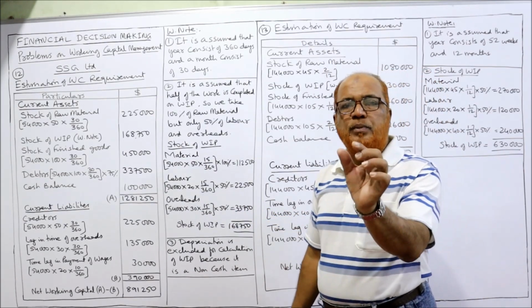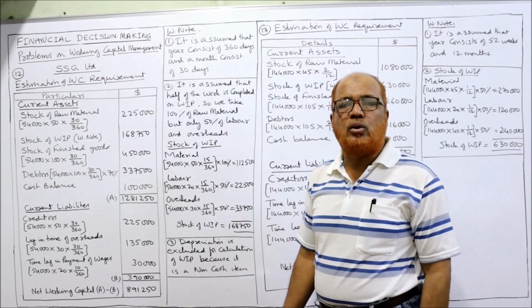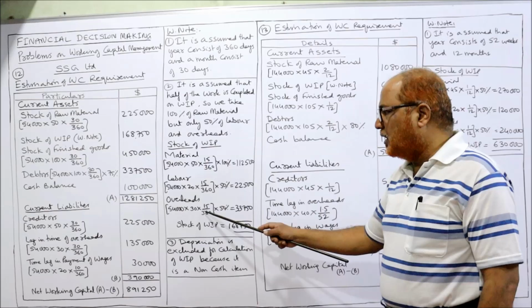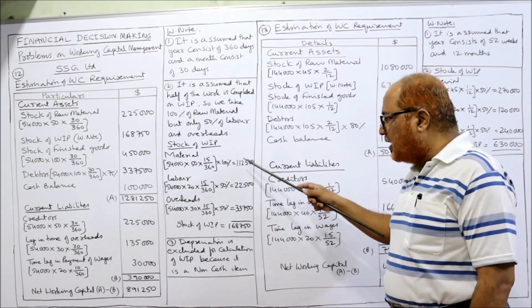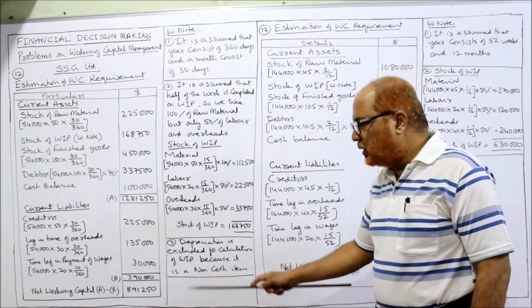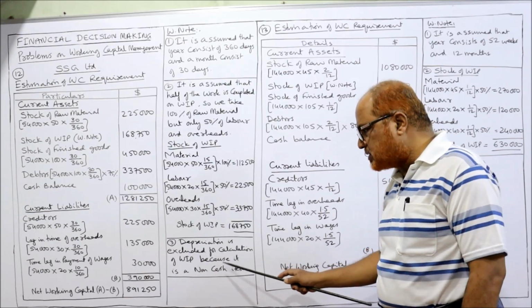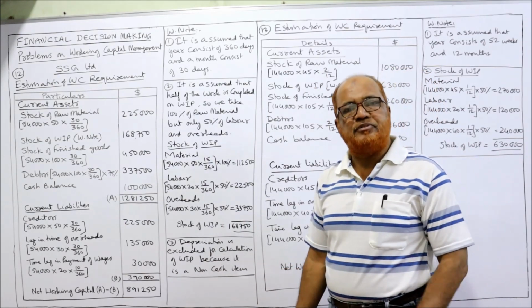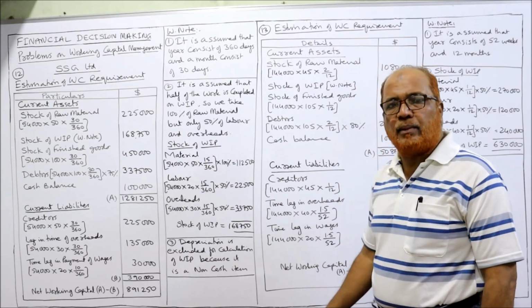And overheads: 54,000 into 30 rupees. In the problem 40 rupees is given, but in that 40, 10 rupees are depreciation. Don't include depreciation, 30 rupees, into 15 by 360 into 50%. It comes to 33,750. Take the total, 1,68,750. So here I have written depreciation is excluded for calculation of WIP because it is a non-cash item. We should not consider it. Only cash items we should consider for working capital.